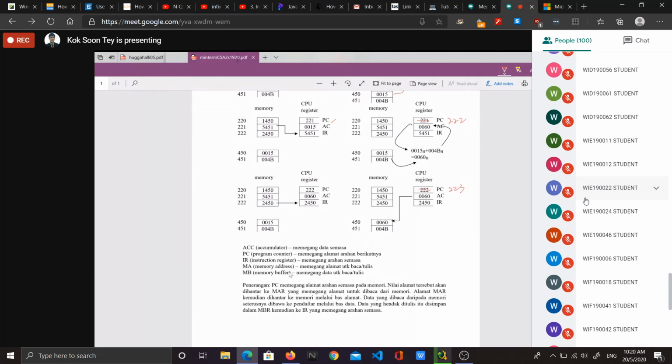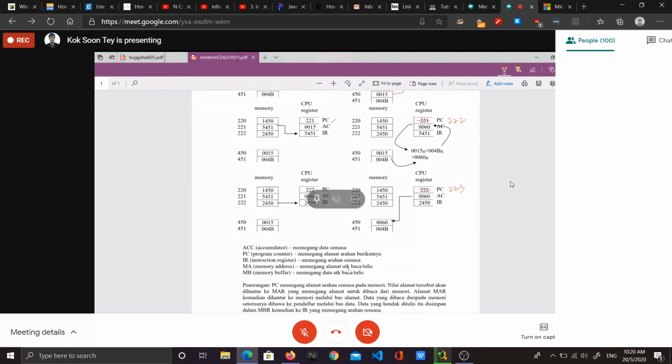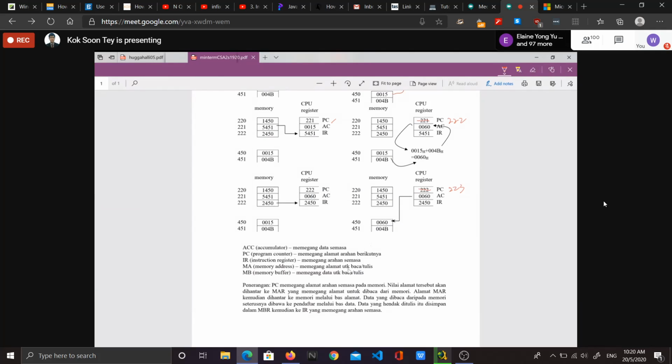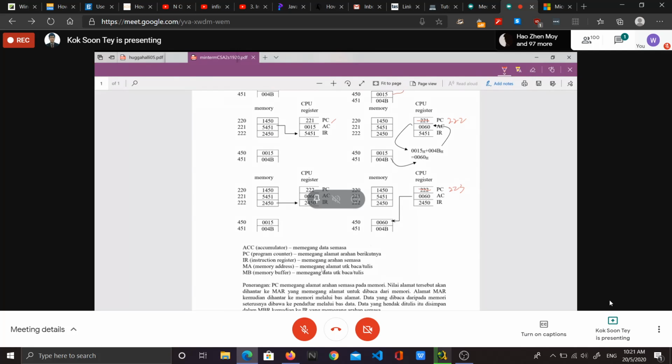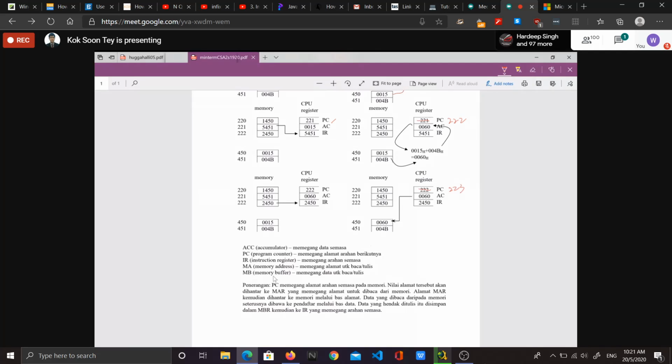And then your memory address register, the MAR, is the register to hold the address to be read or to be written. Okay, you want to store something or load something from memory, the MAR is the one holding the address location. So let's say you are bringing something from the memory or want to store something back to memory, the memory buffer is the one to hold the data to be read or to be written.